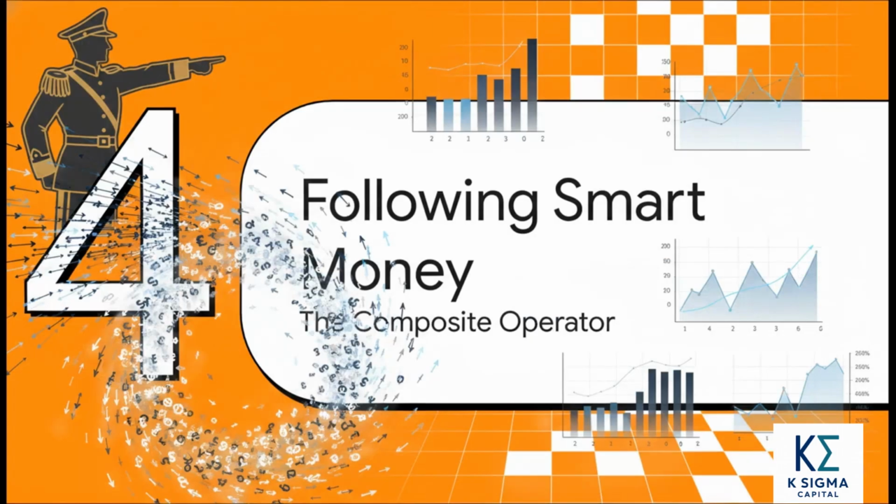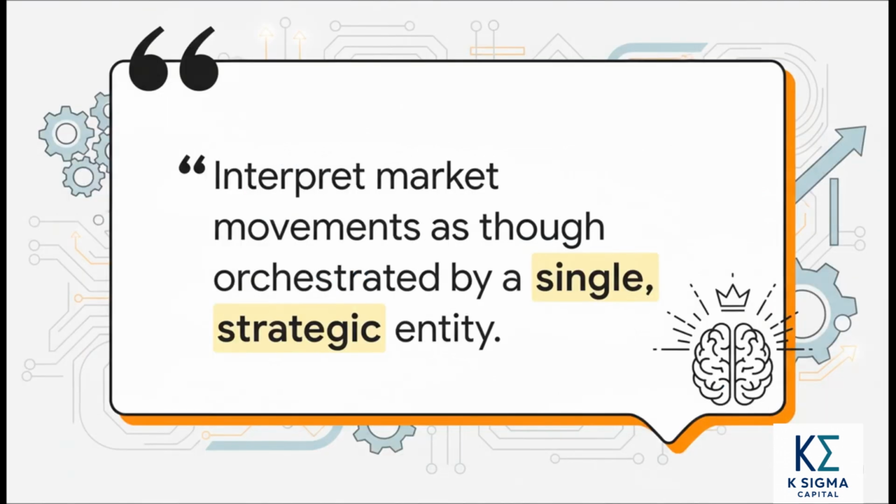Okay, so we've got our battlefield, the order book. We understand the physics, liquidity and volatility. But who are the generals leading the charge? This is where we get into the really cool idea of smart money. This brilliant idea comes from something called Wyckoff theory.